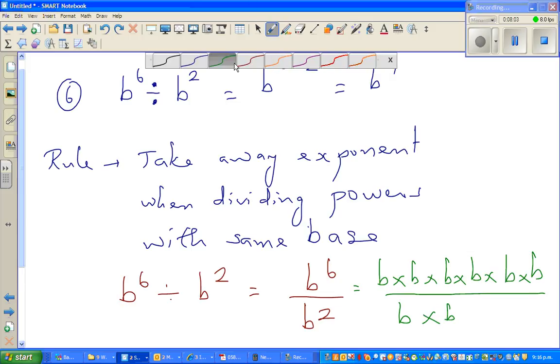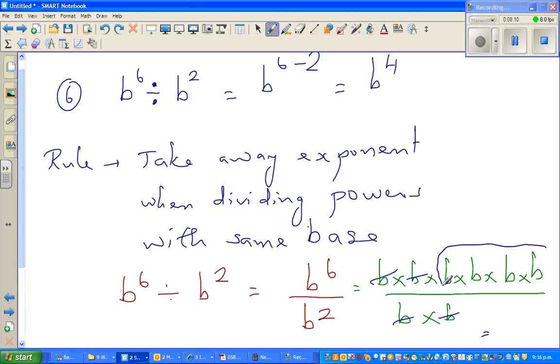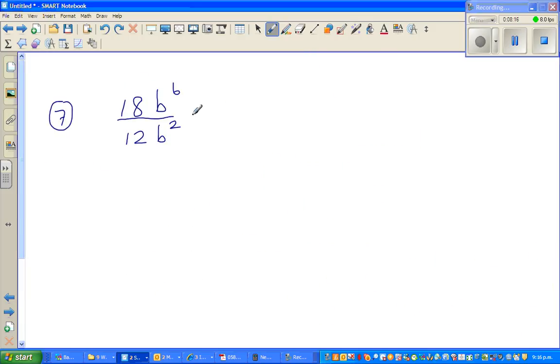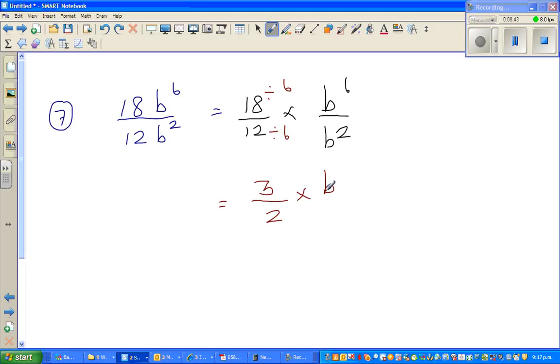So what will happen, you can cancel 2 b squareds. So what is remaining is 4 b's multiplied, so b to the power 4. Okay, so this is the same rule, but the only difference is, let me change color. This is 18 divided by 12 times b to the power 6 divided by b squared. Now you can divide both 18 and 12 by 6. So 18 divided by 6 is 3 over 2 times b to the power 6 minus 2. So you can write the final answer as 1.5 b to the power 4.